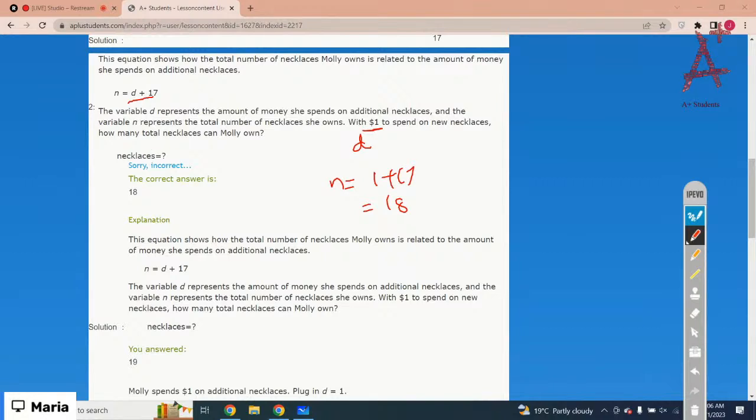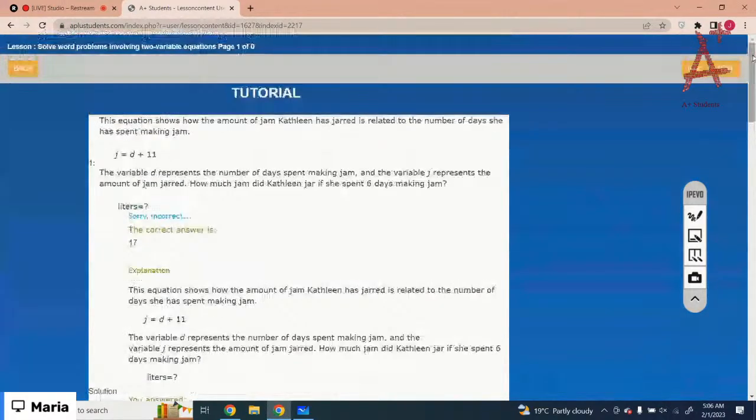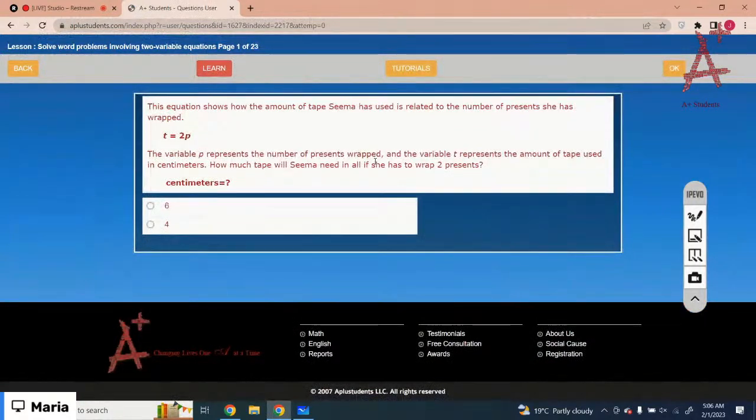Let's start with the test questions so that we can do the practice questions. Okay, just listen to me carefully. This equation shows how the amount of tape Seema has used is related to the number of presents she has wrapped. T equals 2p. The variable p represents the number of presents wrapped, and the variable t represents the amount of tape used in centimeters. How much tape will Seema need in all if she has to wrap two presents?